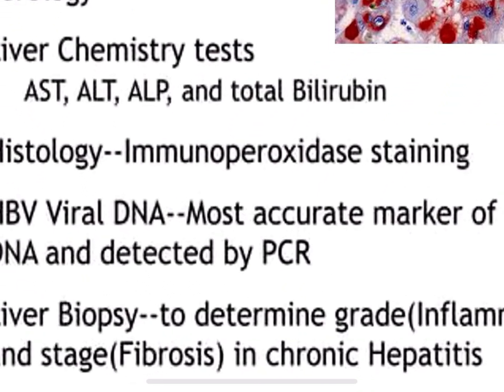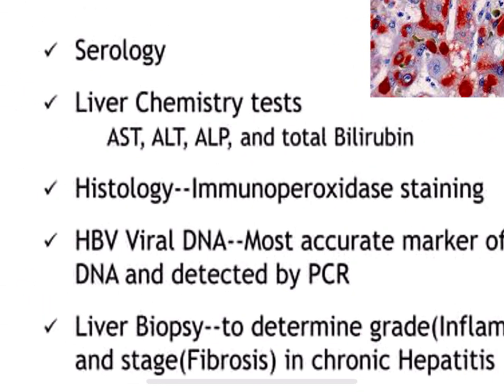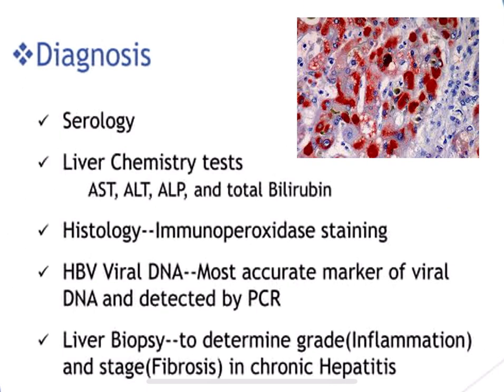Now let us move further to the histology, that is immunoperoxidase staining. Then we have HBV viral DNA, which is the most accurate marker. HBV DNA will be the most accurate marker of the viral DNA, and it is detected by PCR, polymerase chain reaction.